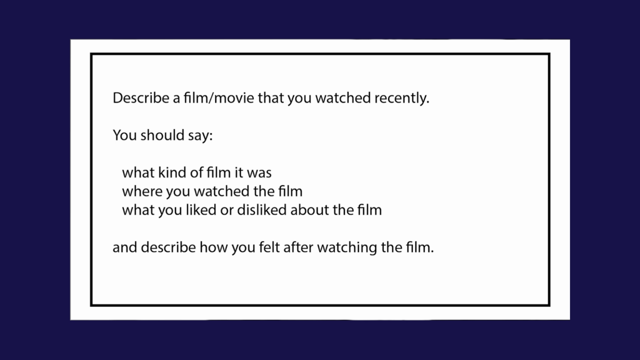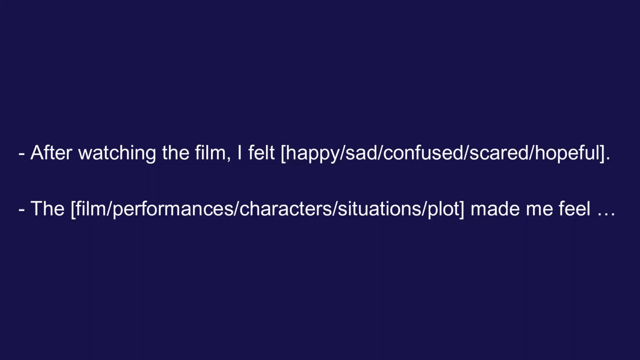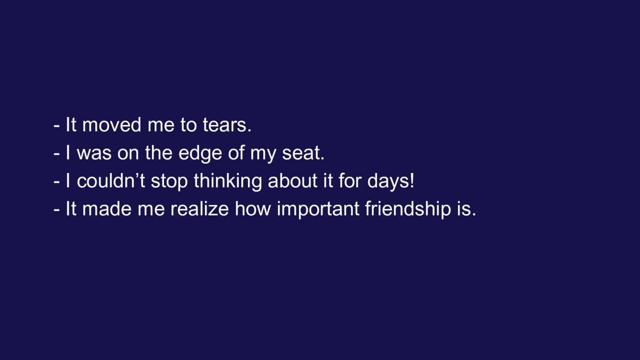Other topic cards end by asking how you felt when something happened. For example, this one asks you to describe a film and how you felt after watching it. This is asking you to describe your emotions. For example, after watching the film, I felt happy or confused or scared. The film or the performances or the plot made me feel... It can be even better to use natural phrases to explain your feelings, like it moved me to tears, or I was on the edge of my seat, or I couldn't stop thinking about it for days, or it made me realize how important friendship is. Here too, it's a good idea to explain why it made you feel that way.